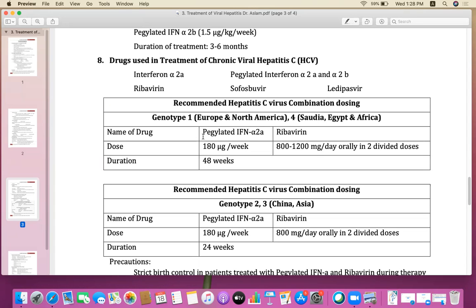The drug used is pegylated interferon alpha 2A. The dose is 180 microgram per week and duration 48 weeks. For antiviral drug ribavirin, the dose is 800 to 1200 milligram per day orally in two divided doses. So you have to give the ribavirin two times per day plus pegylated interferon alpha 2A weekly for the treatment of hepatitis C virus infections for the patients of origin Europe, North America, Saudi, Egypt, and Africa.